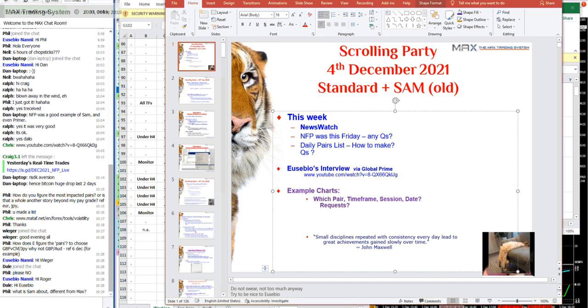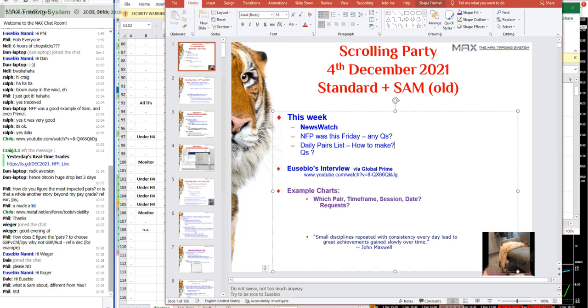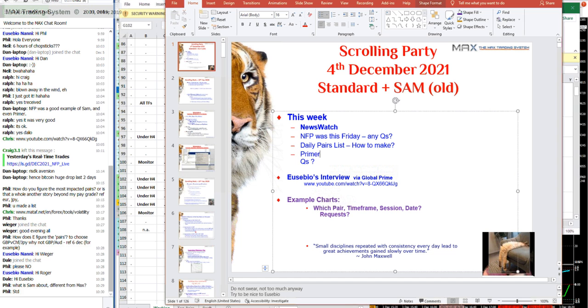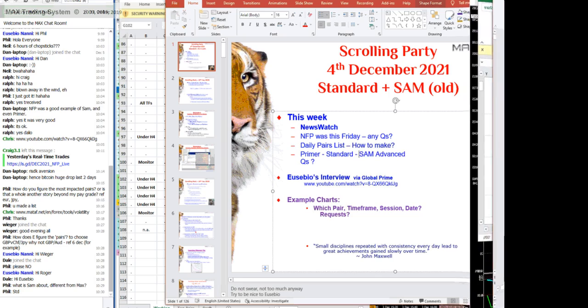What is SAM about, different from Max? No, in fact, your question is not accurate enough, Phil. A more accurate question would be, what is SAM about different from standard? Because with the Max, we have 4 levels. We have the Max primer, we have the Max standard, which is the flagship course with the Max. Then we have the Max advanced and the Max SAM. And so the Max SAM and the Max advanced are more advanced versions of the Max standard.